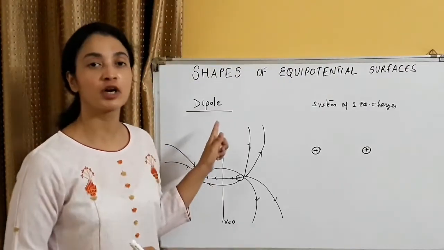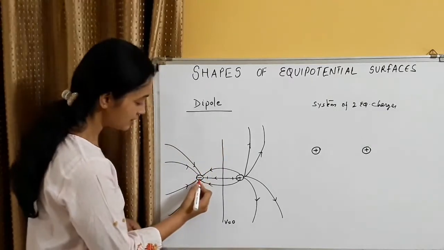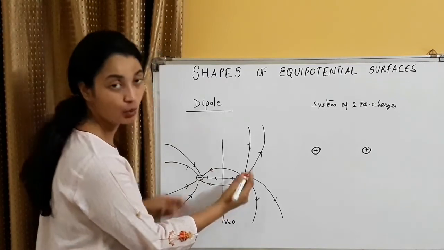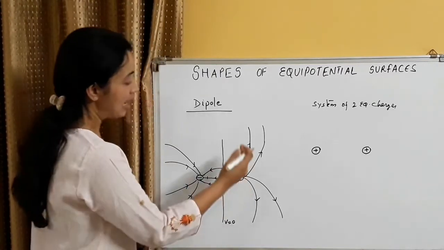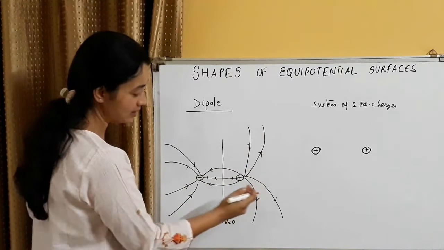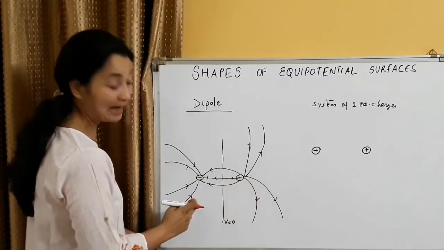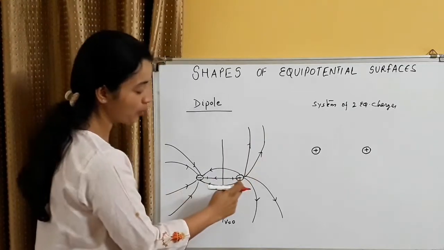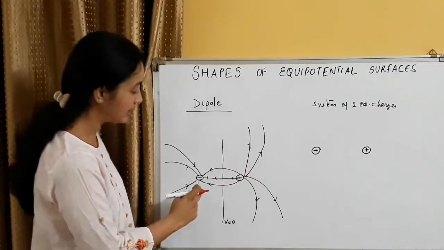Now we will see it for a dipole. Dipole is a system of two equal and opposite charges. This is minus Q, this is plus Q. Equal and opposite charges, and electric field lines coming out of the positive charge and getting into the negative charge, radially out from the positive charge and inwards towards the negative charge.